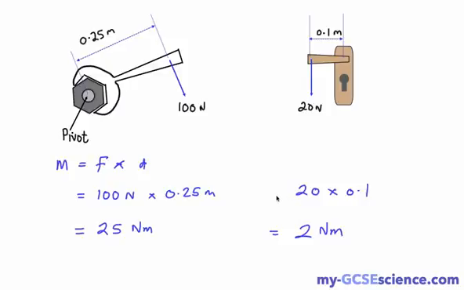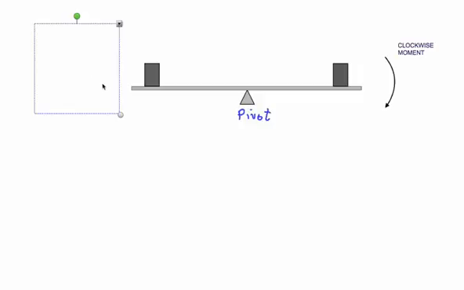Okay, so that's a couple of examples of where you might use the idea of moments, but what we also need to think about is when we have moments not just on one side but on two sides. So here's a very simple example. We've got our pivot point here, and we have two objects causing a force in two directions. Now the two directions are what we call the clockwise moment, so that just means the turning force in the clockwise direction, and on the other side it's the anti-clockwise moment, so it's the turning force on the anti-clockwise side.